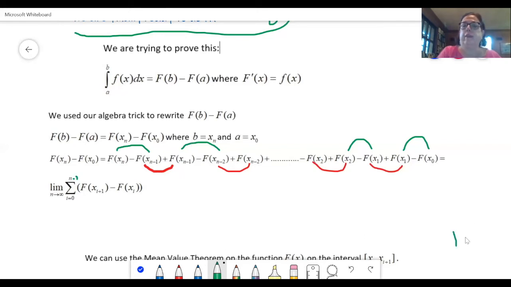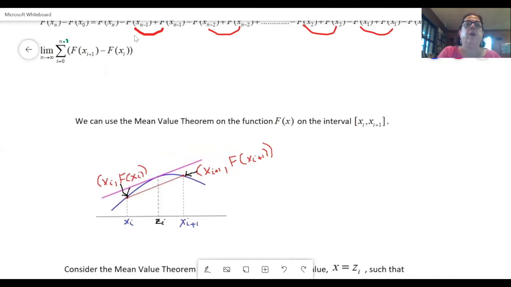Okay, let's look at what the mean value theorem did. How did it contribute to the reasoning we're about to use? Well, if we think of every one of these little spaces between x sub i and x sub i plus 1, I'm putting it here in this little graph. The mean value theorem tells us that if we connect these 2 points, the endpoints of this range, this point is x sub i, f of x sub i, and this point is x sub i plus 1, f of x sub i plus 1.